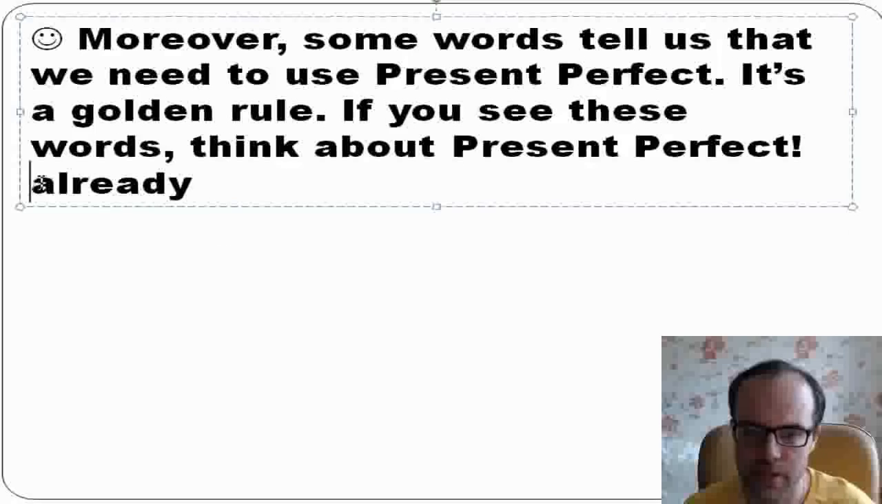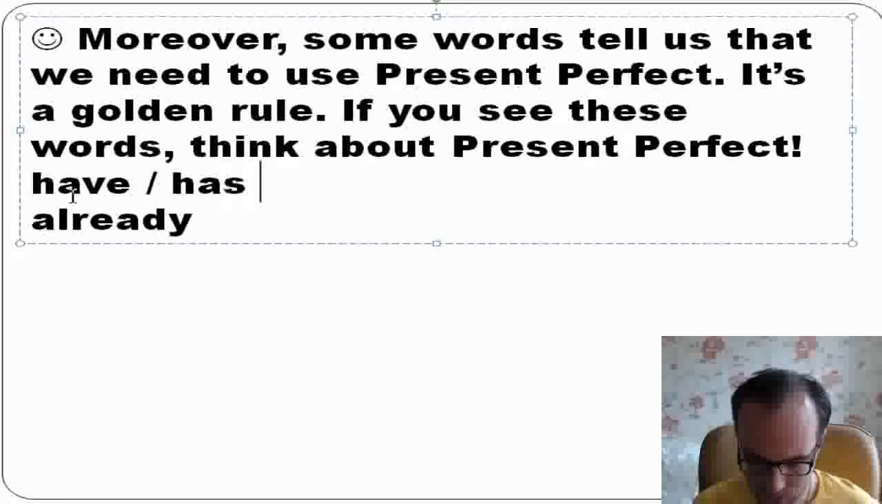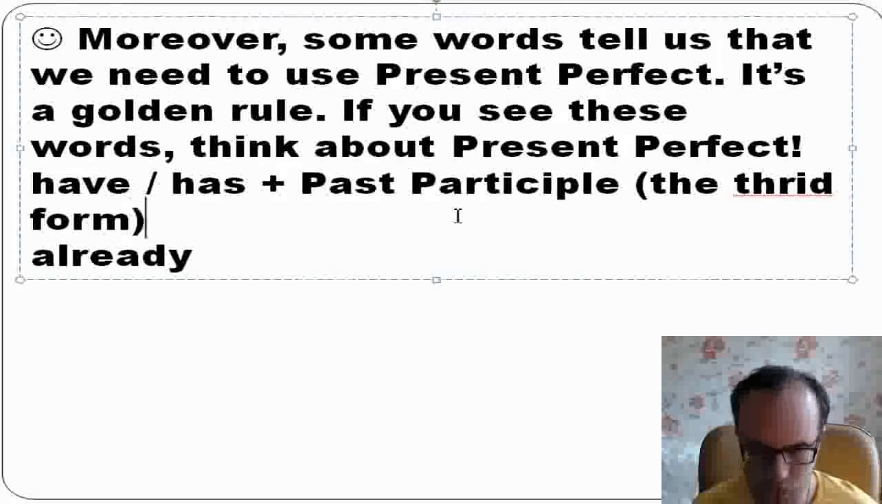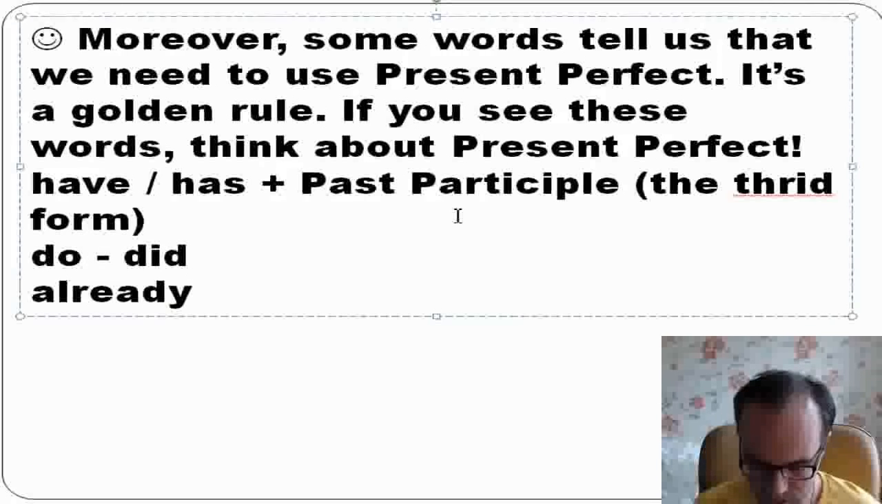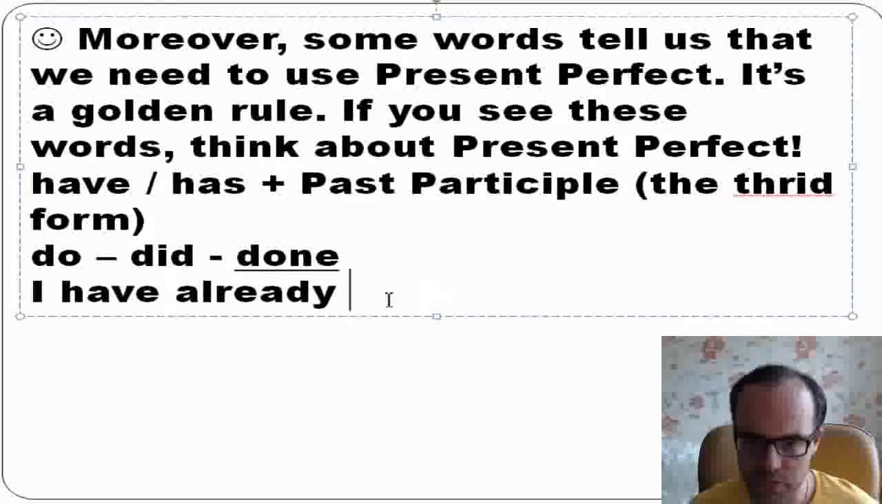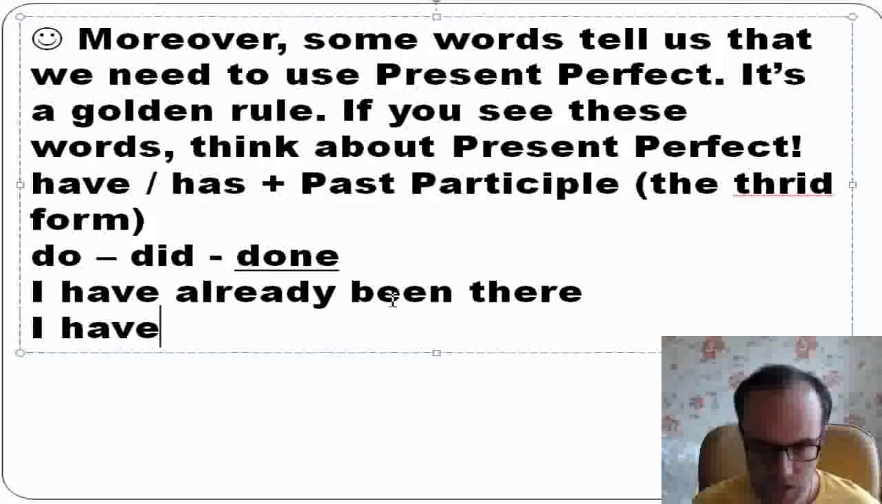And you know that we form present perfect this way: have or has plus past participle, or we call it the third form. For example, do, did, done. So what is past participle? It's done. It's the third form. So already: I have already been there. Next, just: I have just called her.